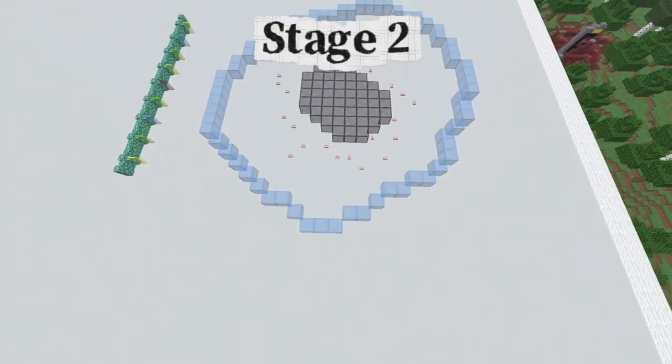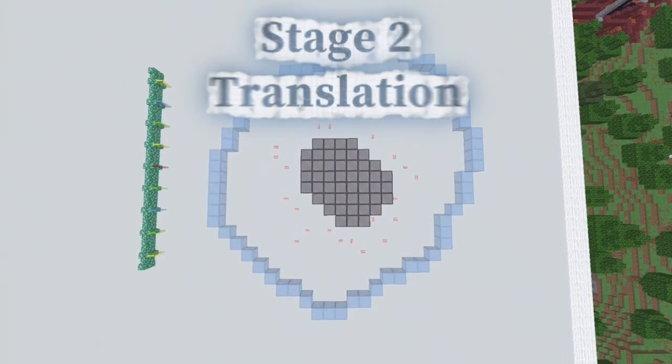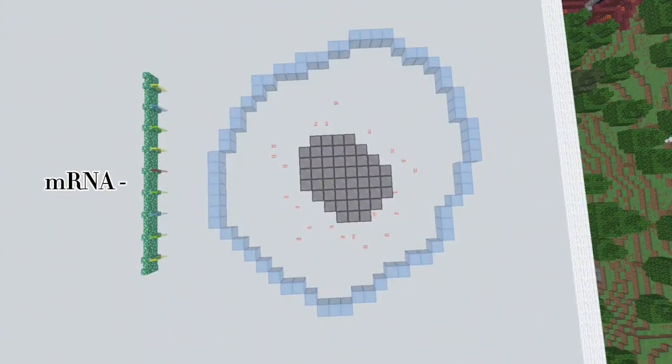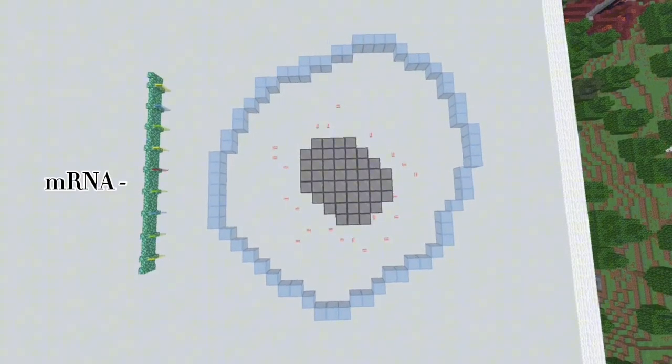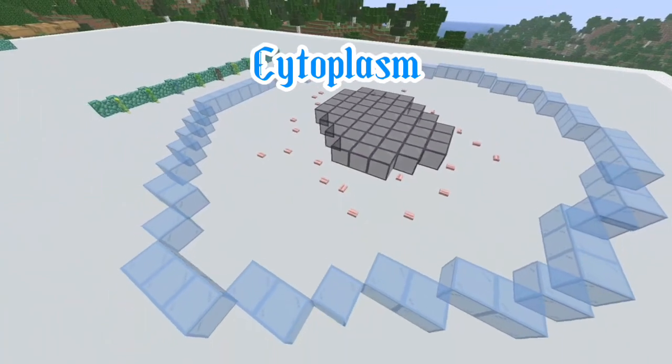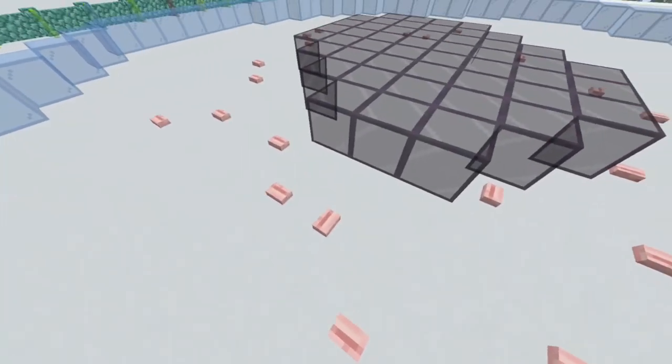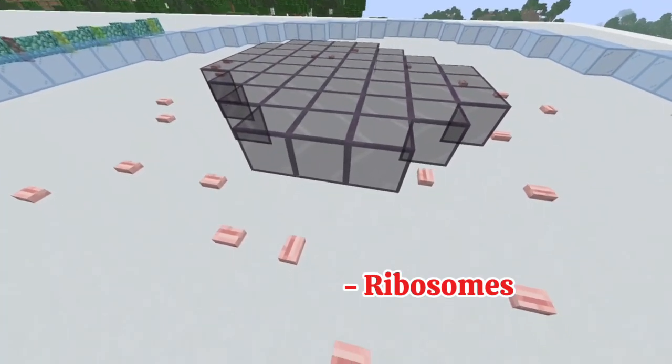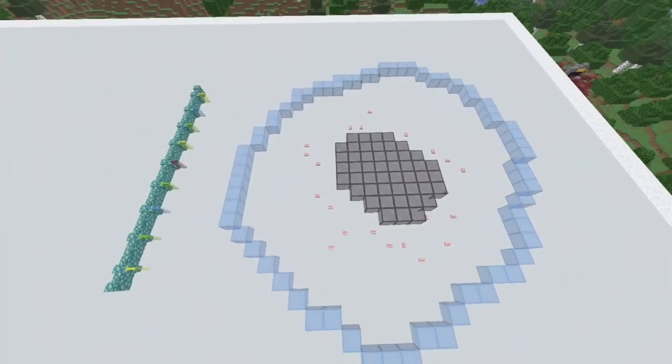Now moving forward to translation. So we have our mRNA, which is a copy of a gene, as well as our cytoplasm. Now just outside the nucleus we have ribosomes, which our mRNA heads to.